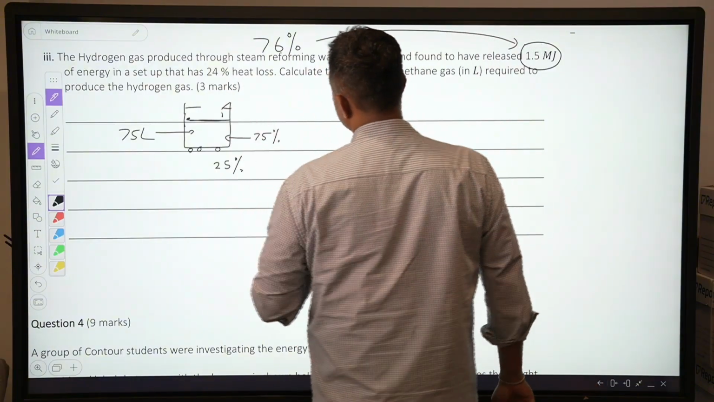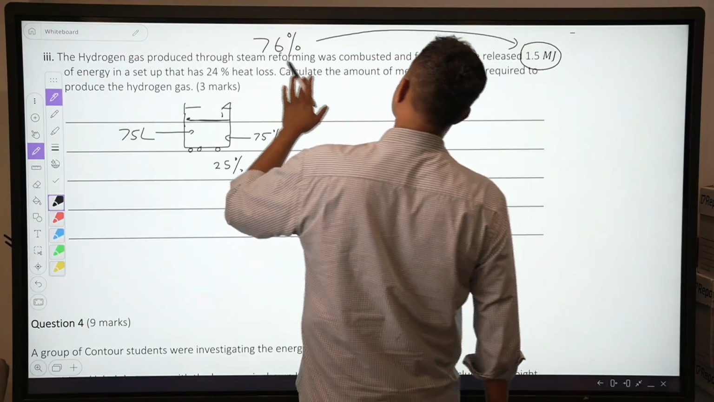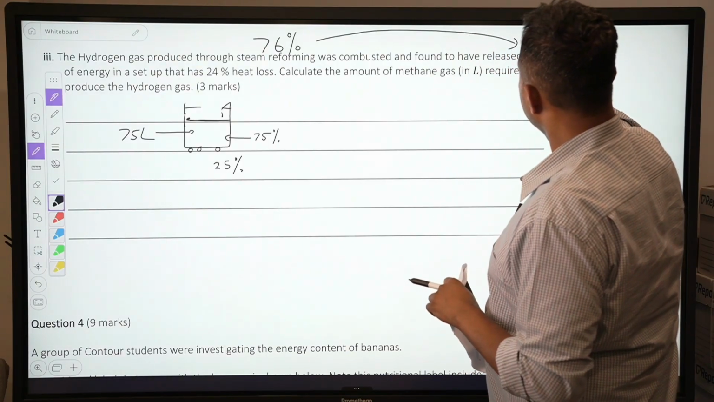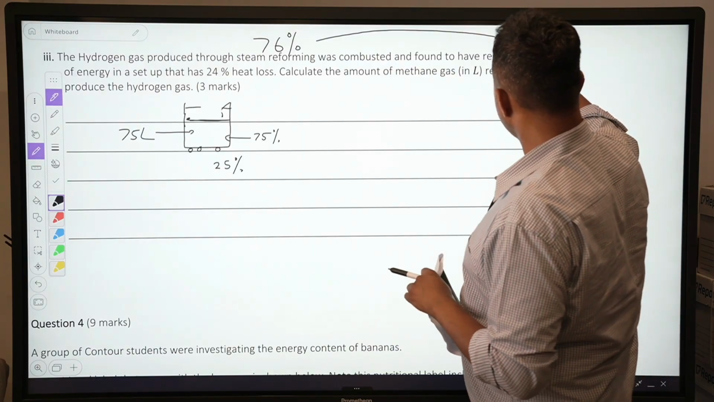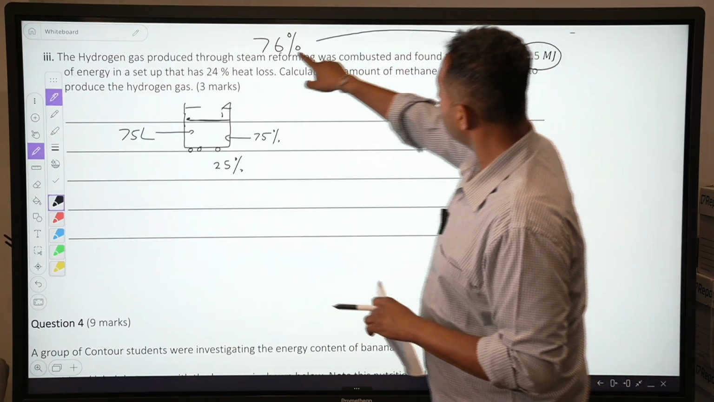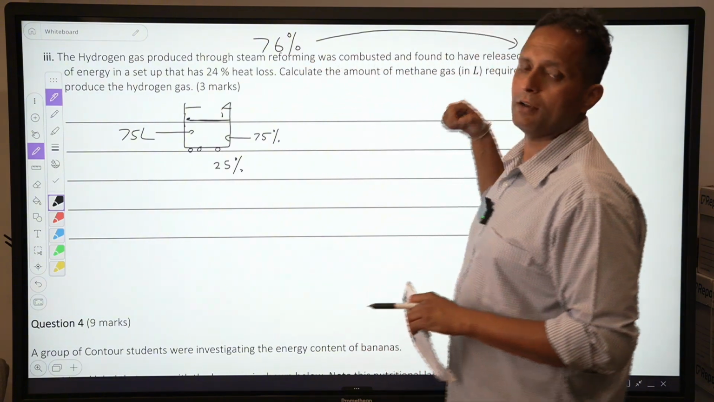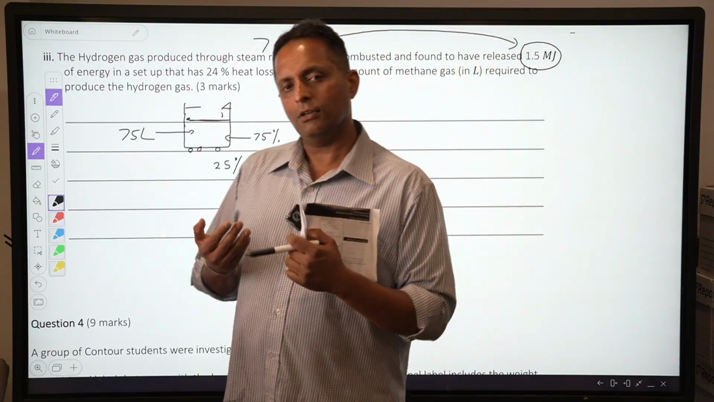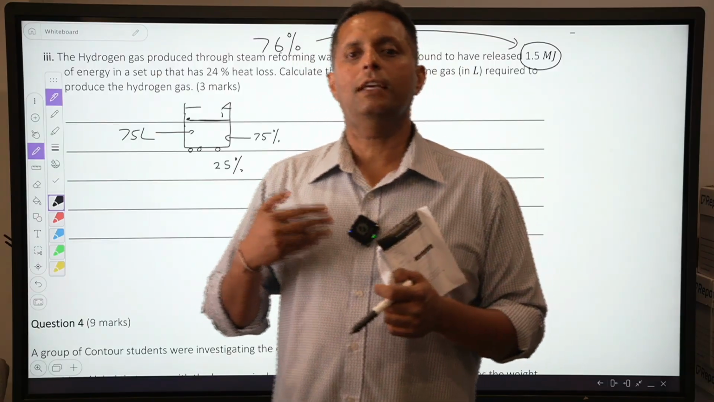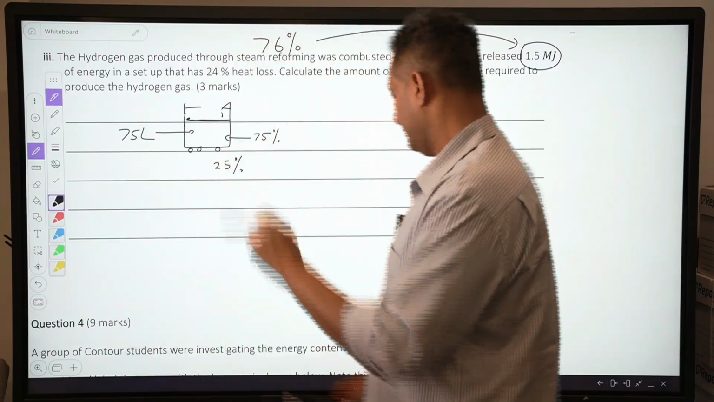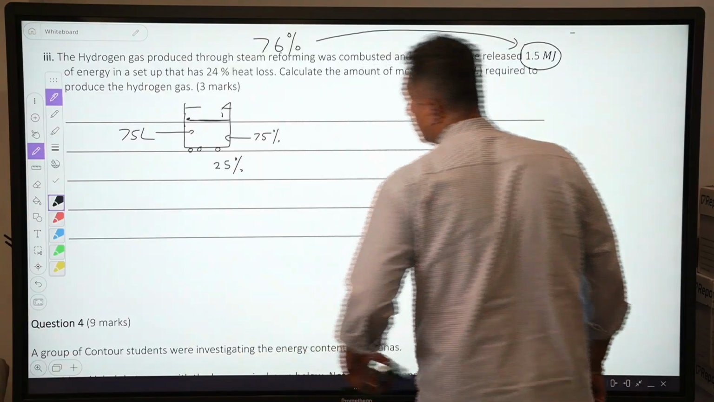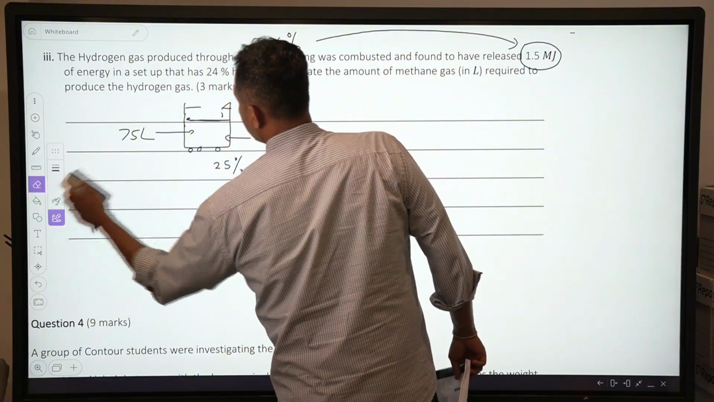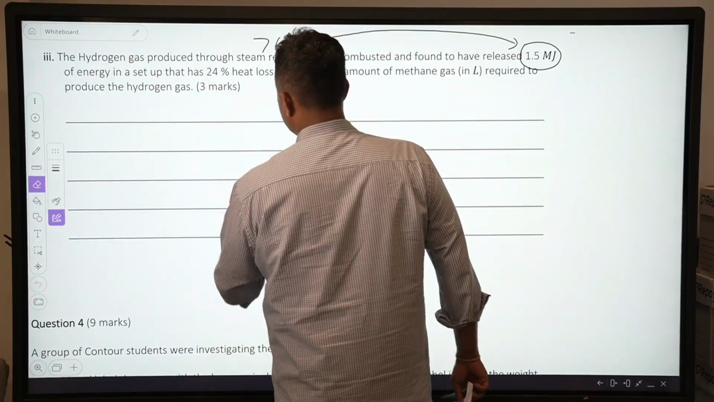25% of the heat is lost, therefore 75% of the heat is absorbed, so that we could measure that amount of heat that got absorbed. So 75% is 1.5 megajoules. That is the amount that we could capture. Now we need to find out the original amount of the heat the hydrogen released. So how do we do that? Now we have to do simple ratio stuff.